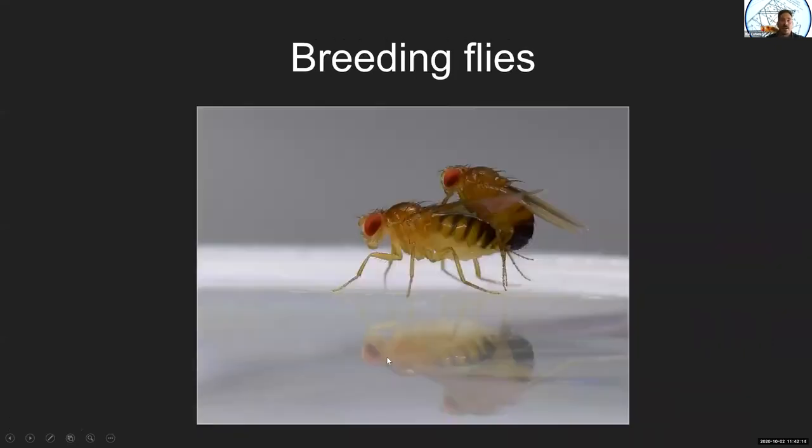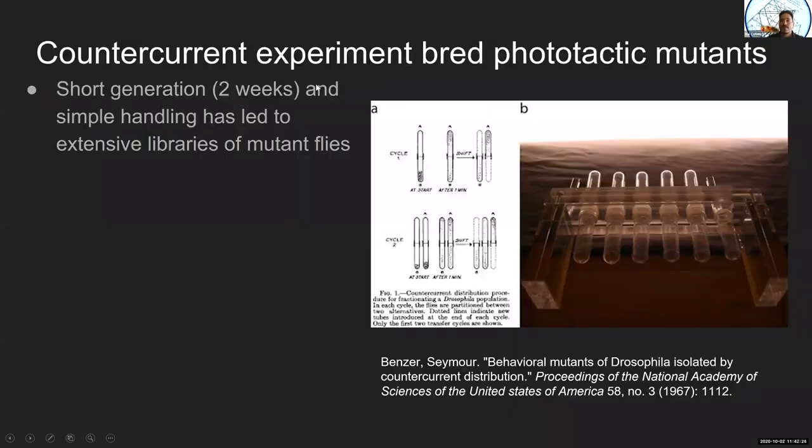Then you gotta learn a little bit about breeding. So this is some of what we do in our lab. Breeding is very well developed in flies. They have a short generation time of about 2 weeks, like I said, and simple handling has led to extensive libraries.